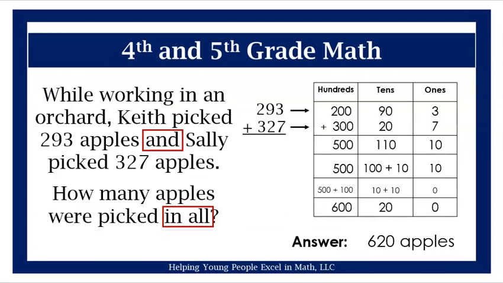All right, let's take a look. So we know that Keith picked 293 apples. There is a 200 in the hundreds place, 90 in the tens place, 3 in the ones place. For 327, there is 300 in the hundreds place, 20 in the tens place, and a 7 in the ones place. Now let's add. We will start with our ones column. 3 plus 7 is 10.